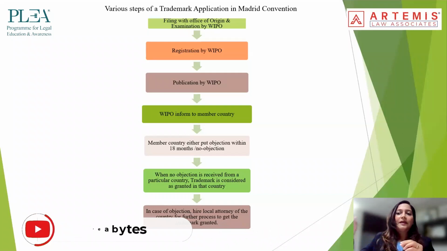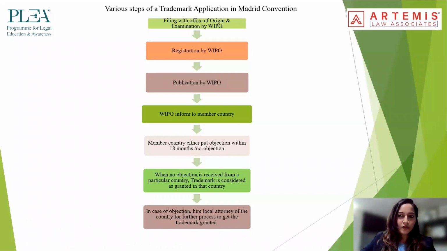Within 18 months of its publication, if the individual regional office has no objection to it, you will automatically get a registration in that particular geography. If within 18 months there is no particular objection, you get a registration. If there is an objection, there is something called a provisional refusal. In that case, you need to hire a local attorney of that particular region, and then you do the prosecution part or examination part, and so on and so forth.